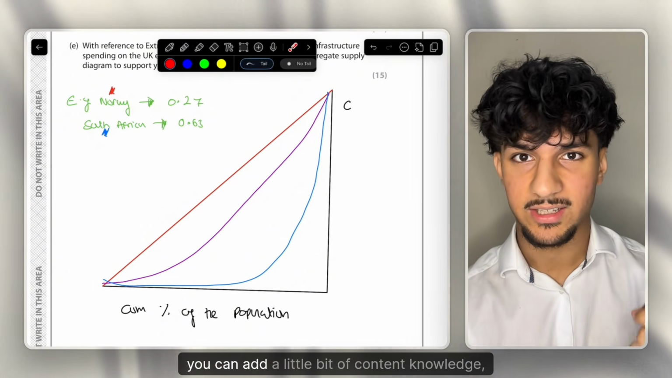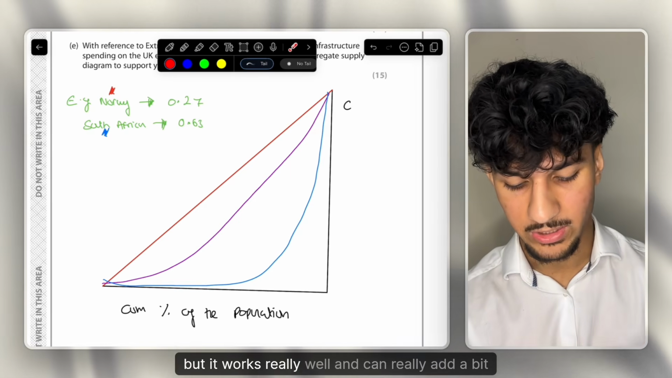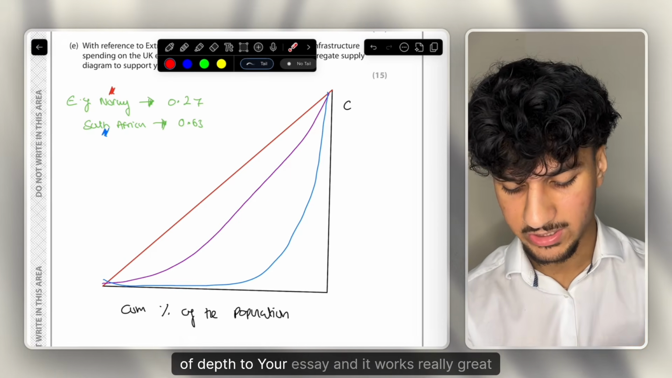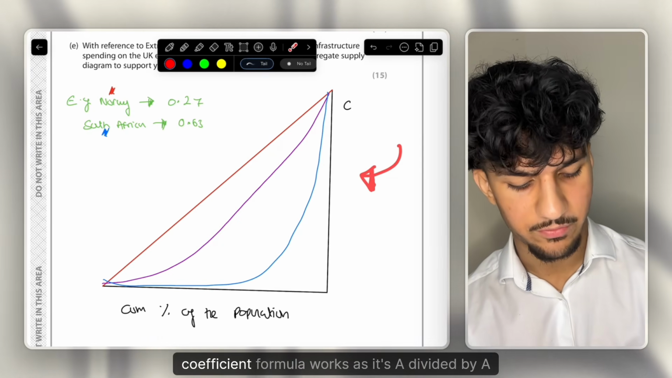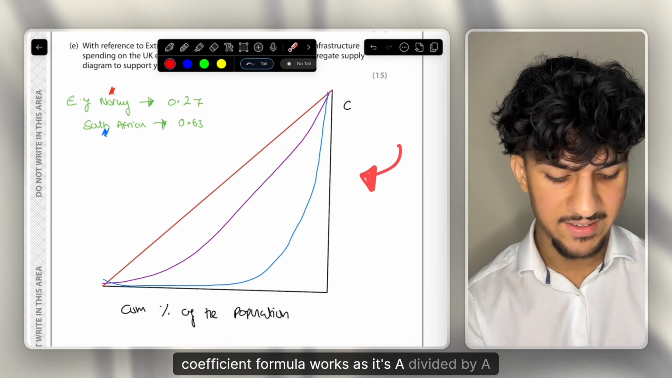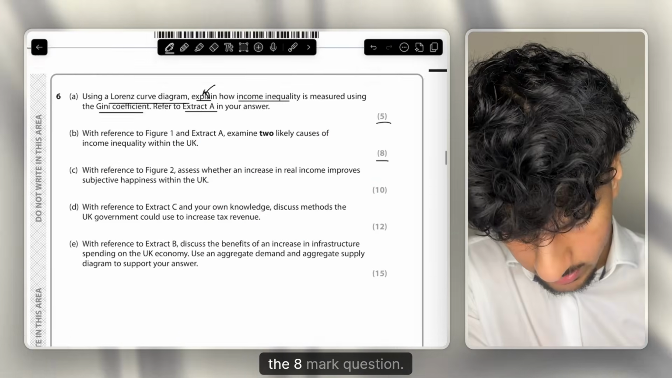So it's a little thing you can add, a little bit of content knowledge, but it works really well and can really add a bit of depth to your essay, and works really great in evaluation. This can help you visualize why the Gini coefficient formula works, as it's A divided by A plus B, so it does make sense.